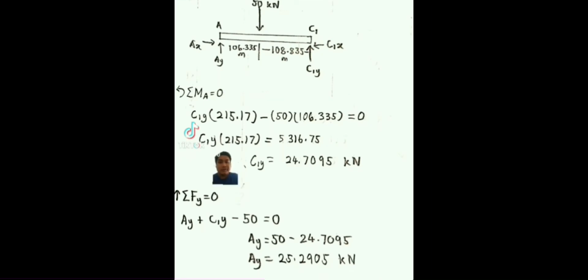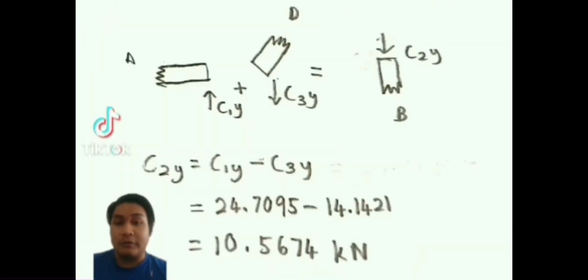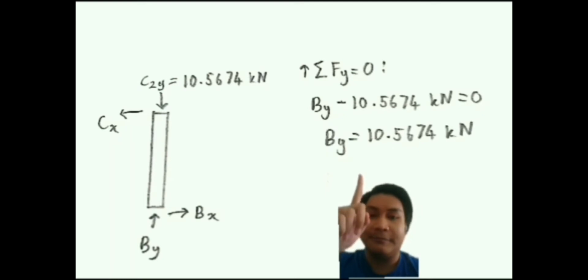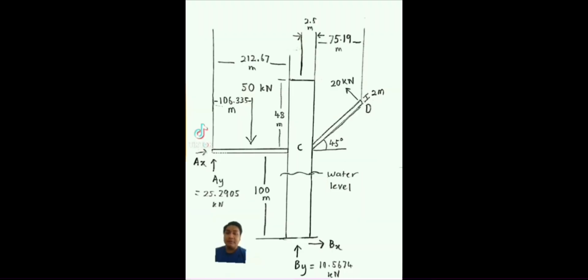We can get the C1y reaction force by using summation of moment A equal to 0. Then we use summation of Fy equal to 0 to find the Ay reaction force. Before proceeding to the CB beam, we need to calculate the C2y reaction force first, by C1y minus C3y. Then we can find the By reaction force by using summation of Fy equal to 0. So we go back to our FBD, but now we have the Ay and By reaction forces. Now all that's left is the Ax and Bx reaction forces.